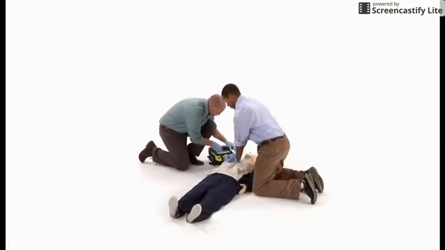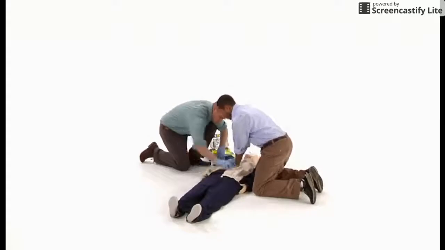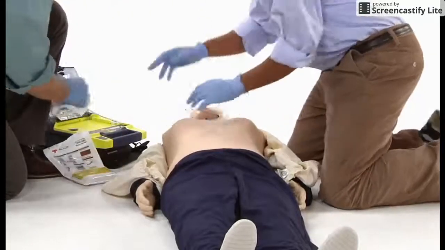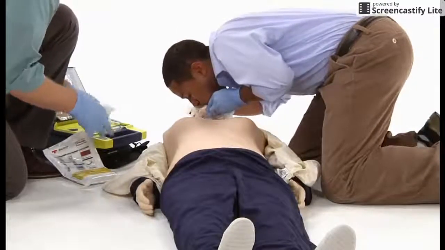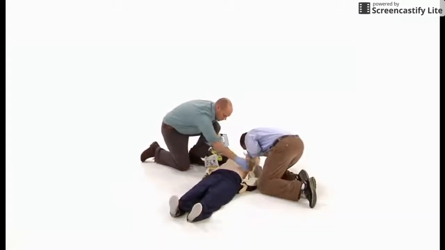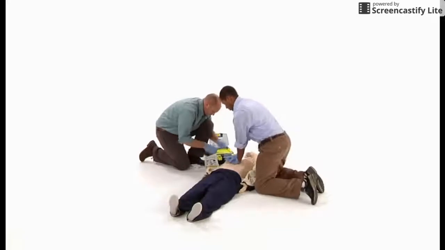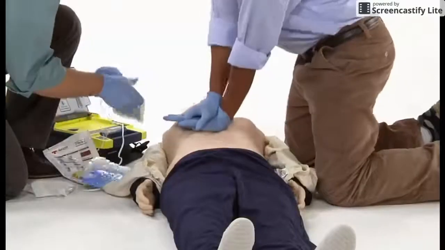Here is how you would work with a second trained responder when using an AED. One responder continues CPR while the other prepares the AED. This is another example of how CPR and an AED work together as links in the cardiac chain of survival. One responder continues CPR while the other attaches the AED pads and operates the AED.